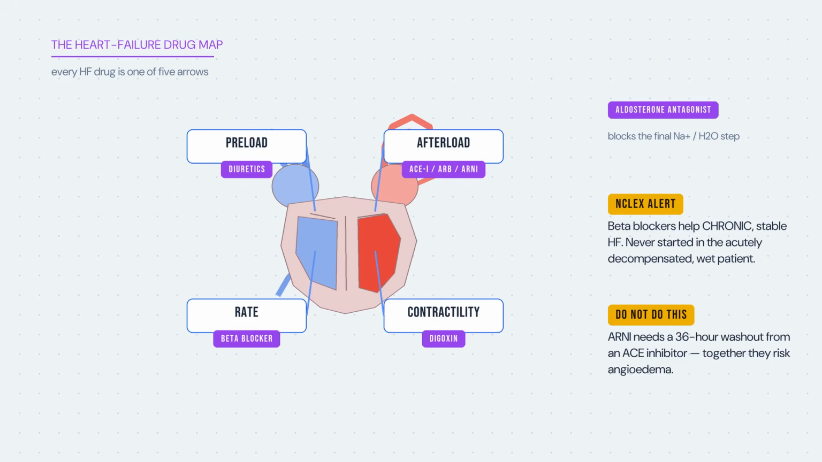Digoxin increases the strength of the squeeze, that's contractility. Aldosterone antagonists block the final retention step. Every heart failure drug you will ever be asked about is one of those 5 arrows. And 2 cautions. Beta blockers are for chronic, stable heart failure. You do not start one in a patient who is acutely decompensating and wet.